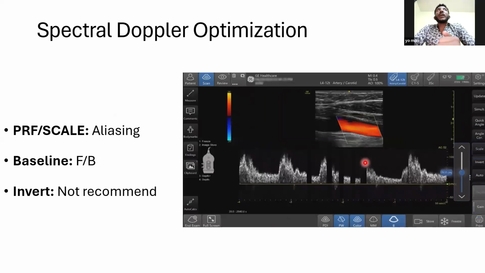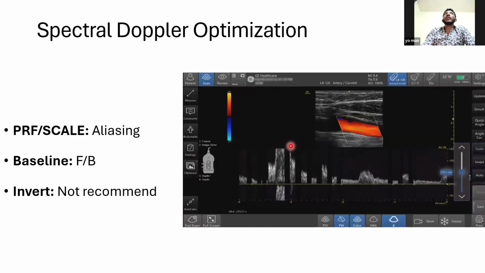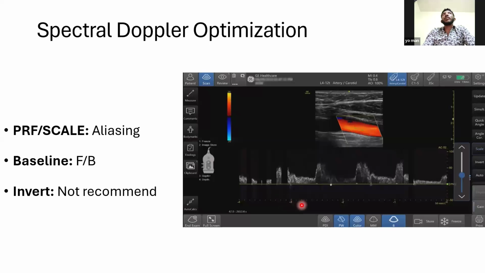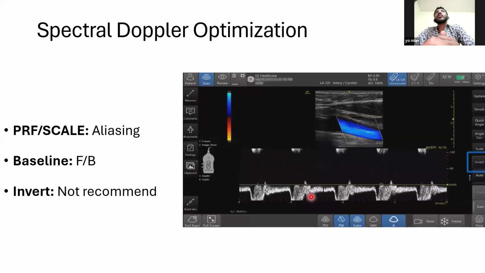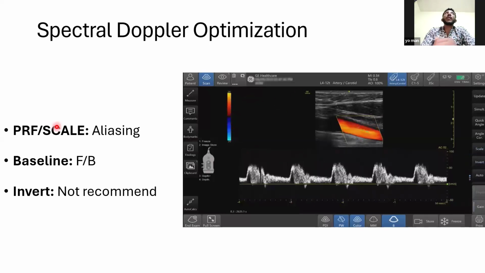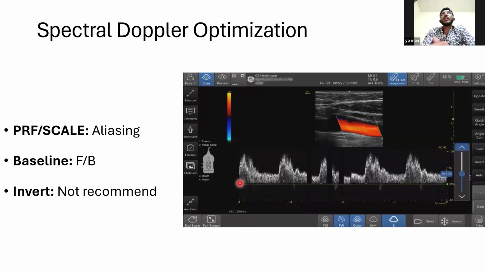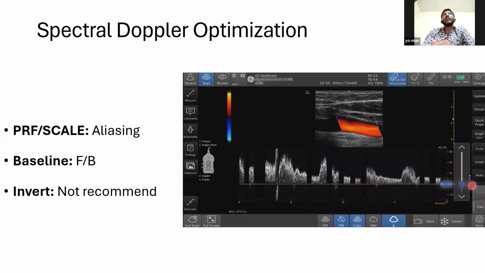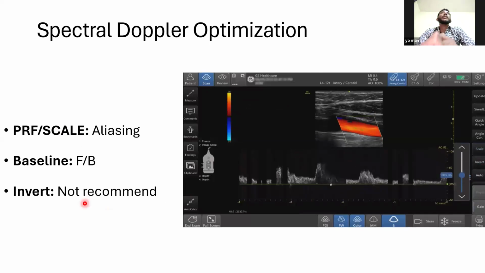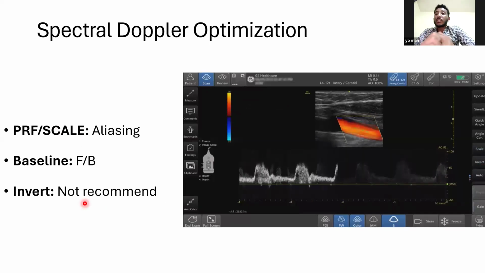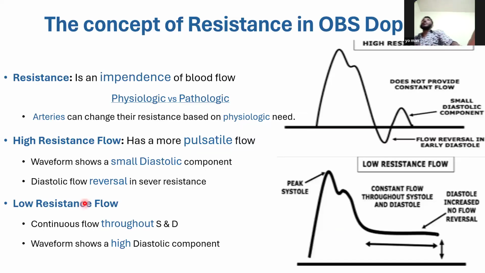Here is a PRF scale. Adjusting the PRF scale will result in aliasing. Aliasing, you see there is a cut in the upper baseline, and it comes below here because the PRF is too low. So to remedy this, you should increase the PRF. You can adjust the baseline to go up and down, as you can see here. And again, according to ACR and ESOG, inversion is not recommended when we report our findings. So it's all about the fundamentals of Doppler.